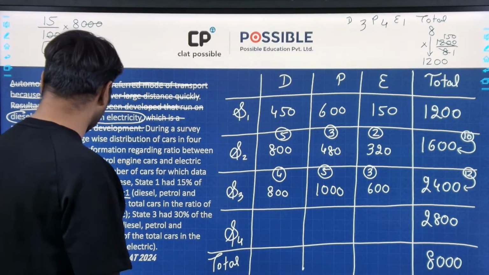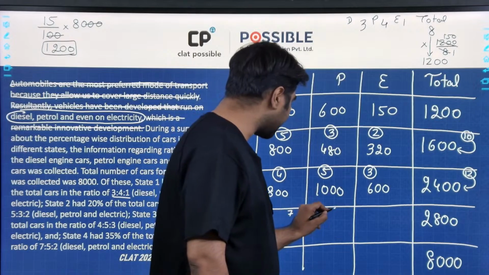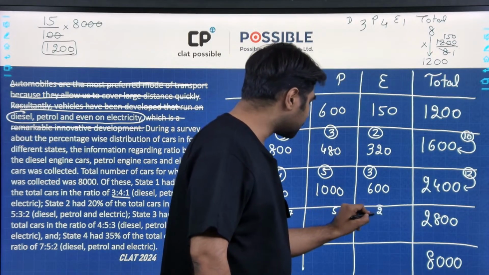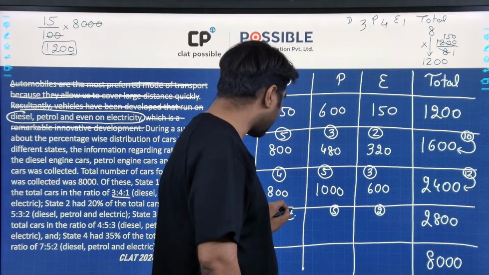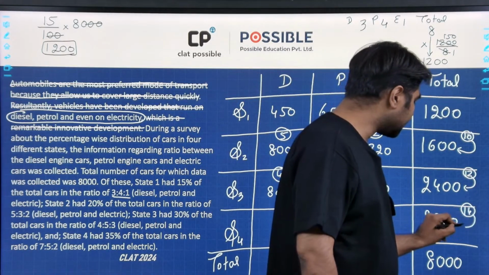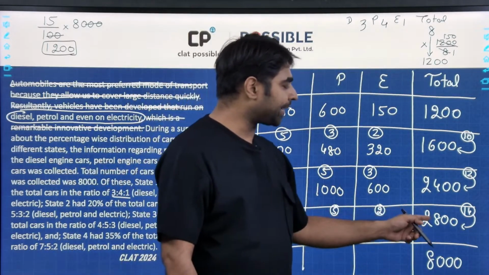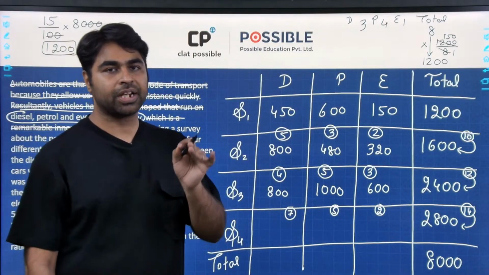And what is the ratio now? 7, 5 and 2. So this is 7, this is 5 and this is 2. So 7 plus 5 plus 2 will become 14. So if the total is 14, then these were the values 7, 5 and 2, but the total is not 14, it is 2800, and that multiplying factor will be 200.